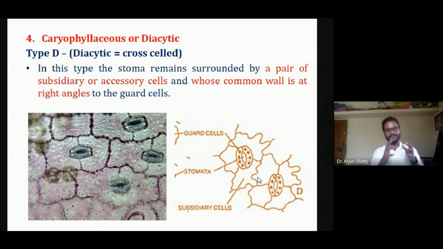Can you all find the difference? Anomocytic, anisocytic, paracytic, and diacytic. Is it clear? All the four now? Yes, sir. Okay. Fine.